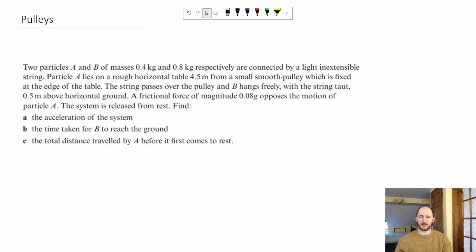Particle A lies on a rough horizontal table, 4.5 meters from a small smooth pulley. So what this means is that there's no kind of force lost due to the pulley. So what that means is the tension on both sides of the pulley is going to be identical, which is fixed at the edge of the table.